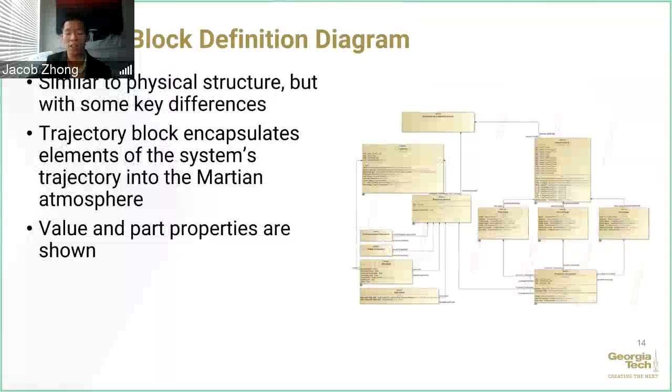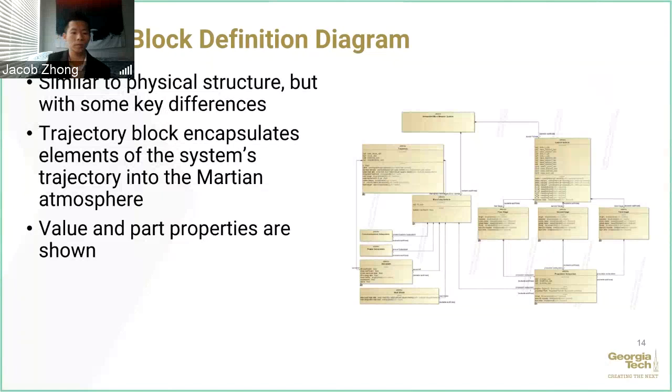And so moving on to the analysis block definition diagram, this is very similar to the physical structure. However, there are also blocks like trajectory, which don't necessarily represent a physical subsystem or component, but they encapsulate values like aspects of the trajectory, such as range, et cetera, which are useful to have for participating in parametric analysis. And another key difference is that this diagram also shows the value and part properties of each block, which aren't necessarily needed for the physical structure breakdown.